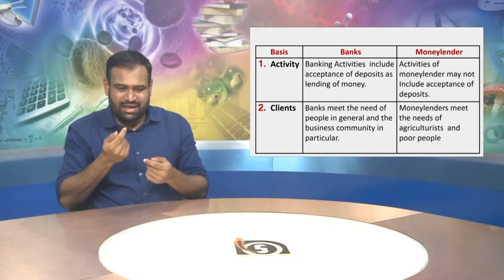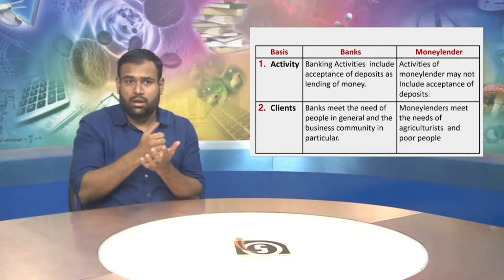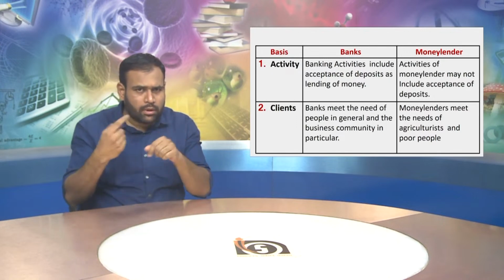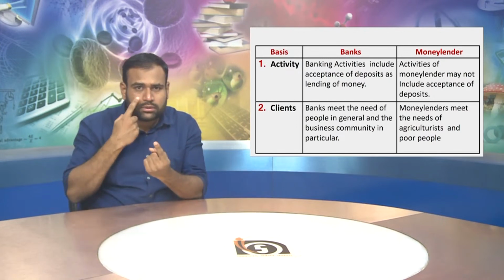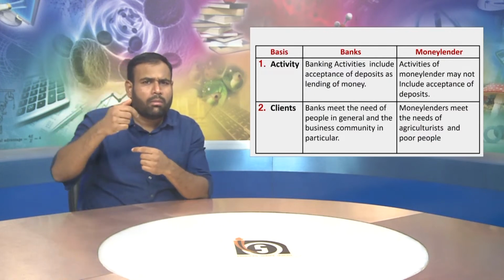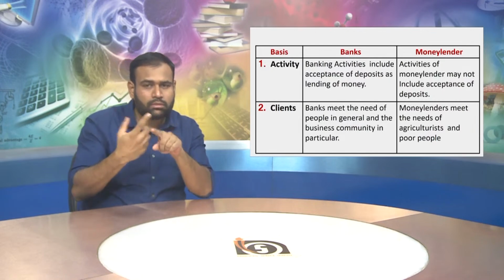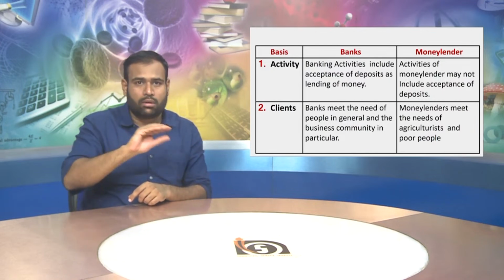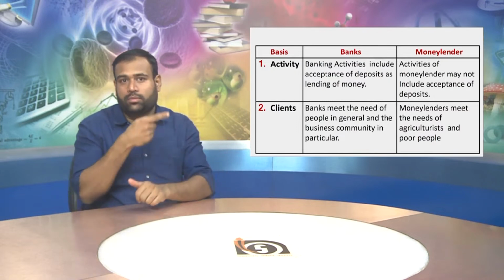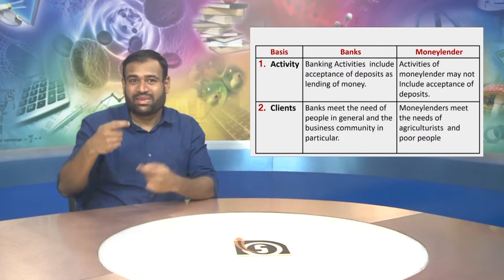And if we talk about in terms of clients, then we can understand it this way, that banks meet the need of people in general and the business community in particular. On the other side, money lenders, they meet the needs of agriculturalists and the poor people.